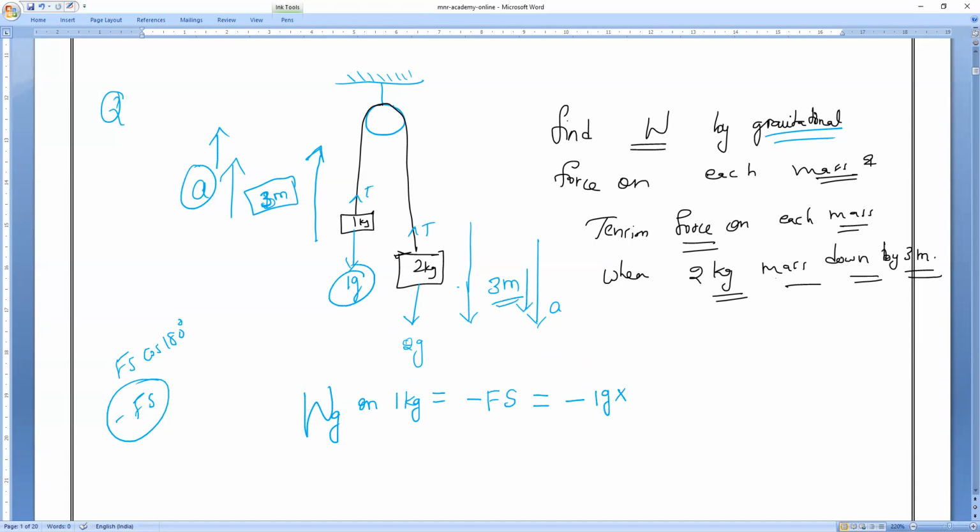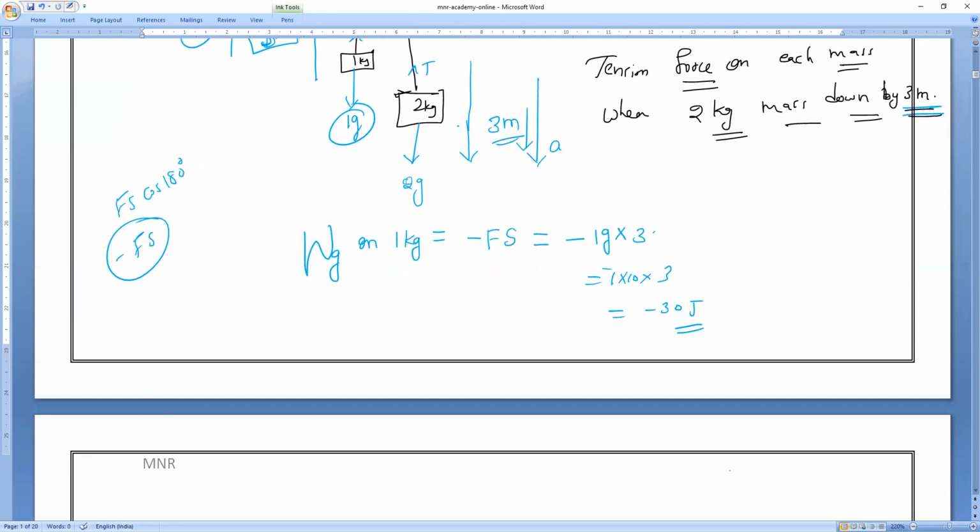If the 2 kg mass comes 3 meters down, the question is mentioning the 2 kg mass alone, then definitely the 1 kg mass will go how many meters up? 3 meters. Understand? Which is equal to 3. g value is 10. So 1 into 10 into 3 is equal to how many joules, guys? Work done by the 1 kg mass is negative work done, that is minus 30 joules.